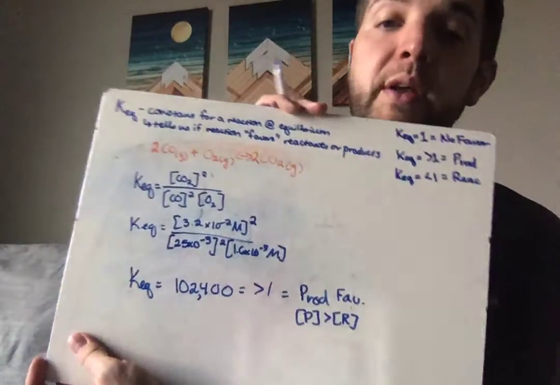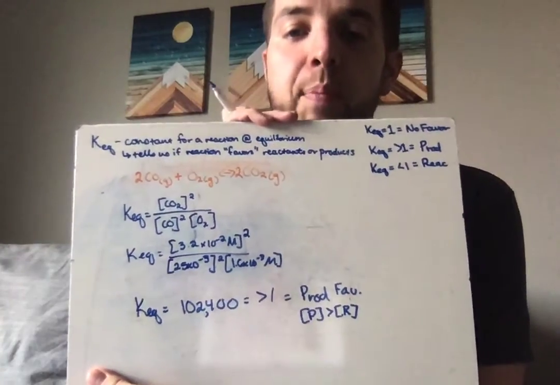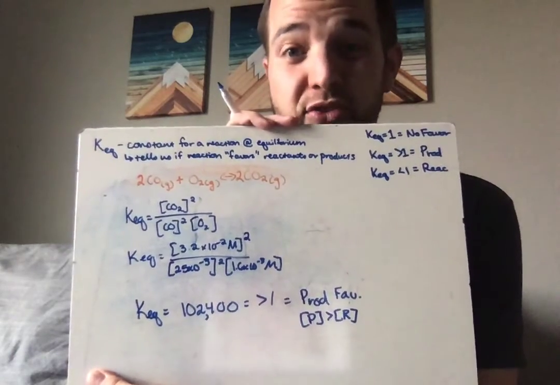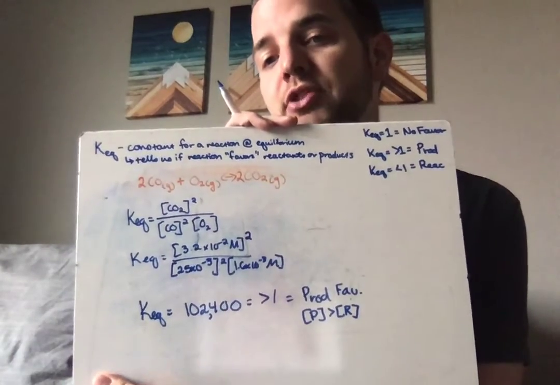So because this value is greater than 1, we can expect that this is going to be product favored, which means the concentration of the products is going to be greater than the concentration of the reactant. So we would see it shifted in that direction, okay?